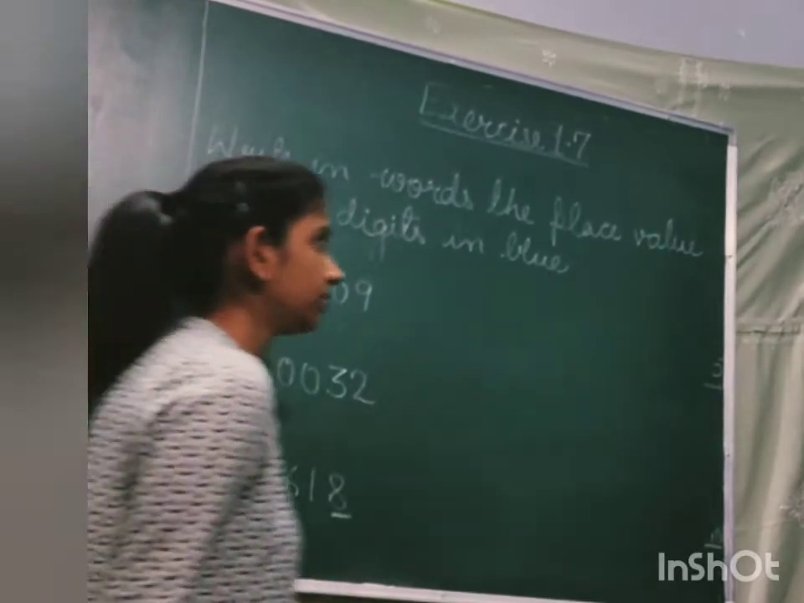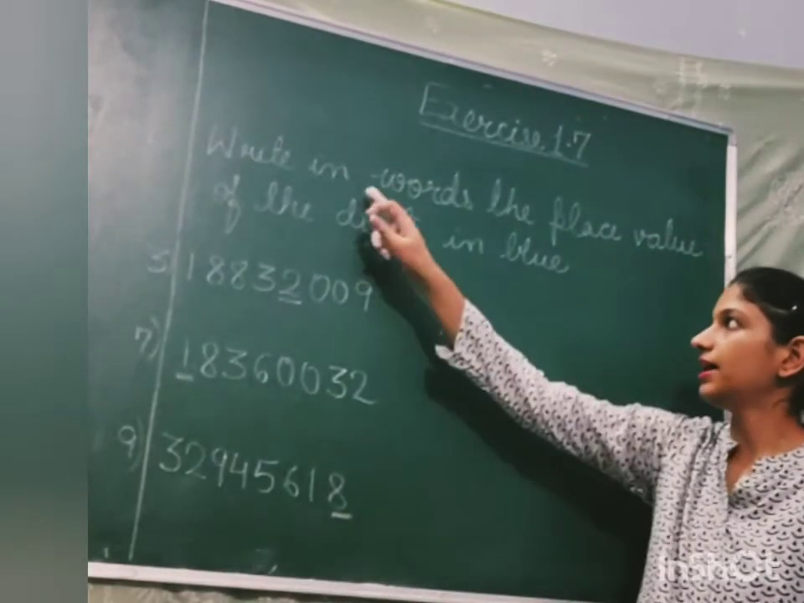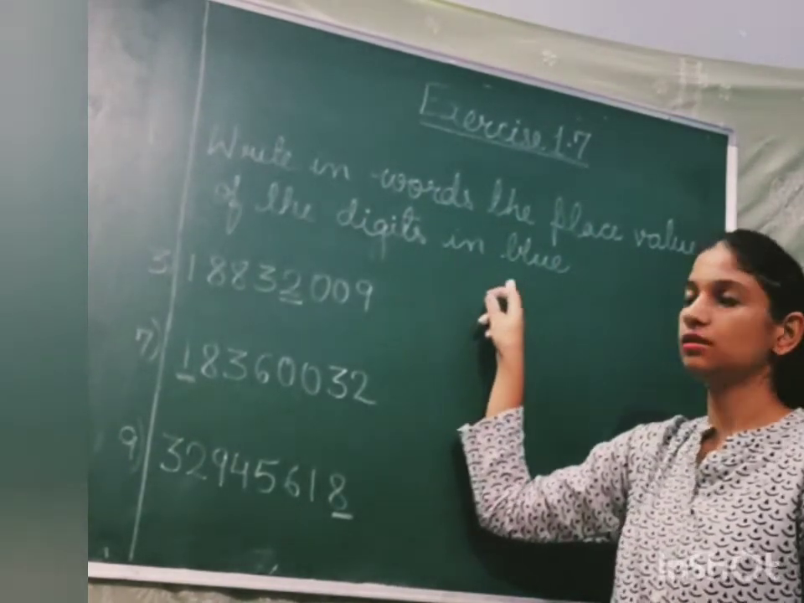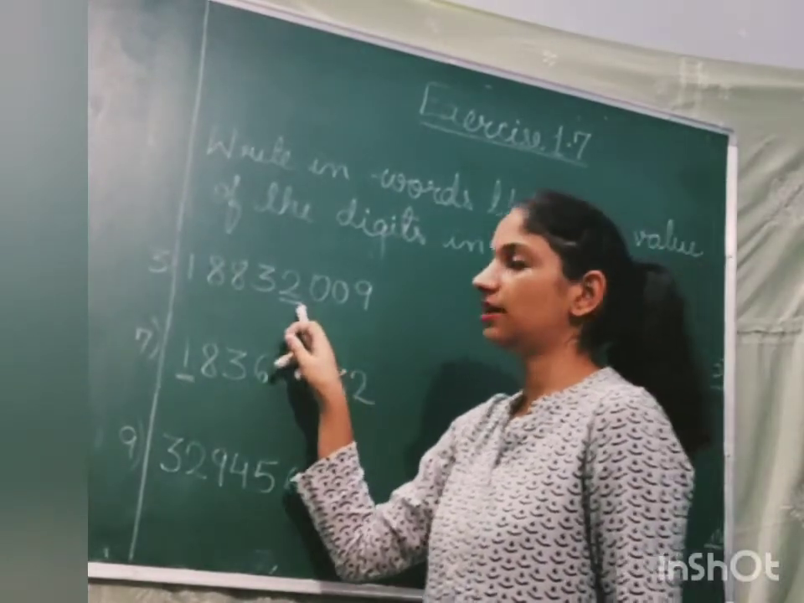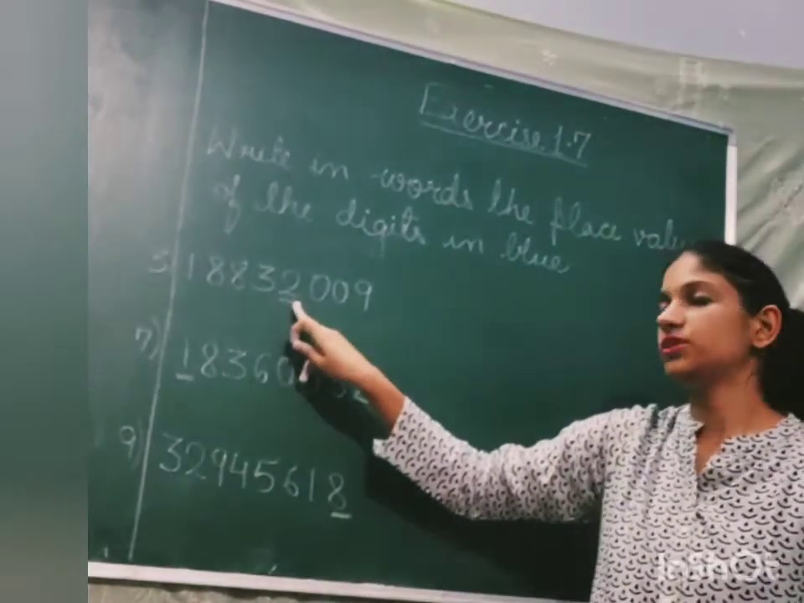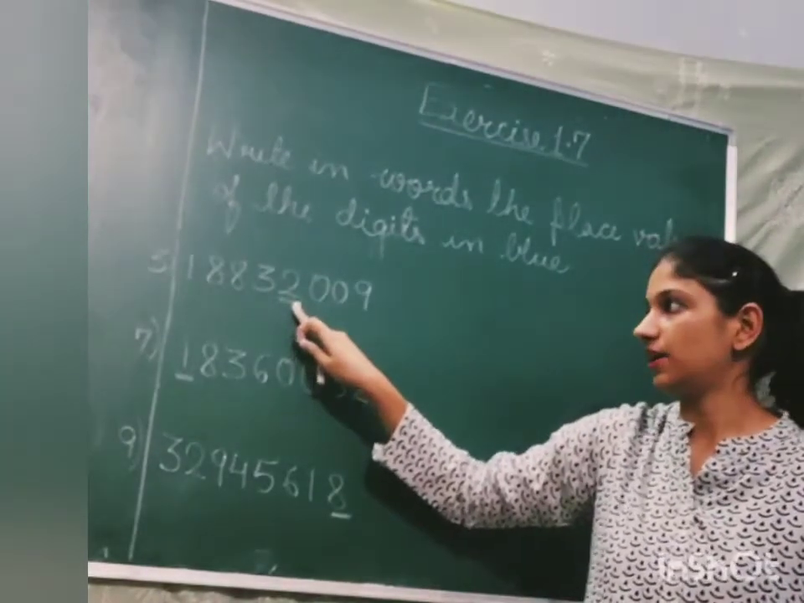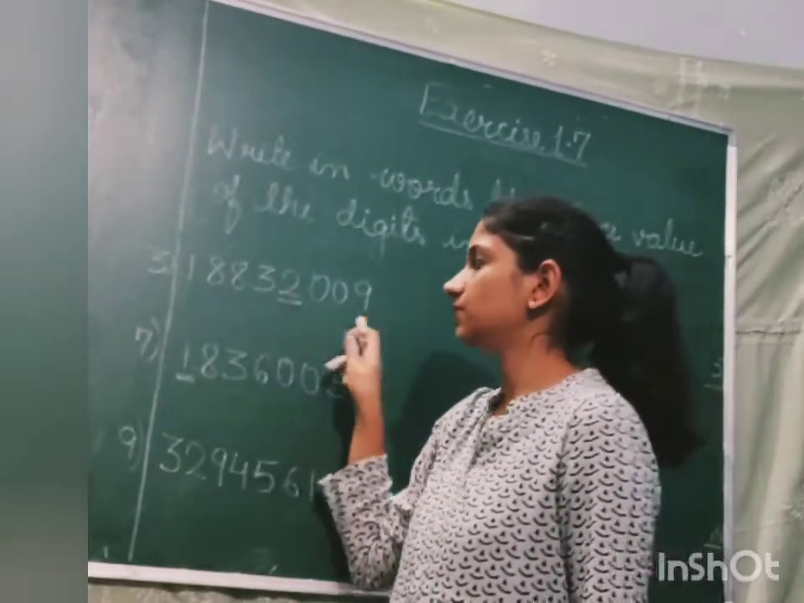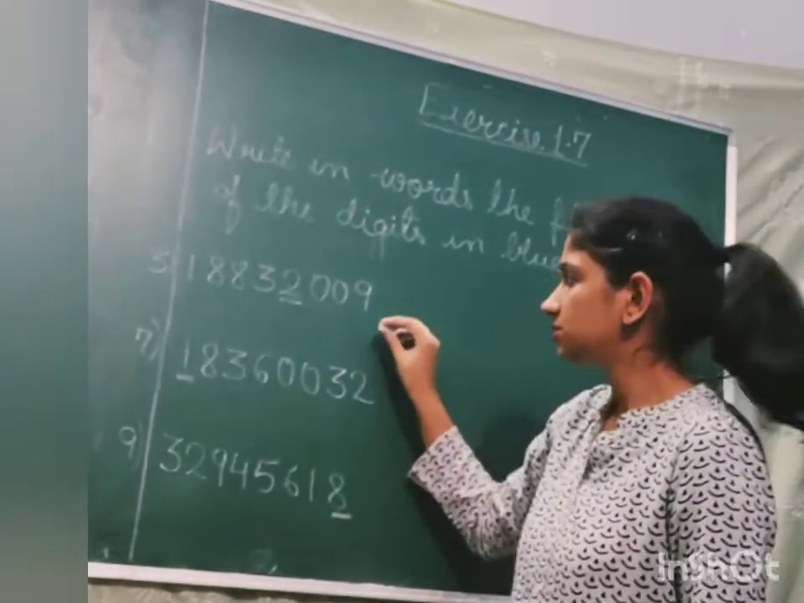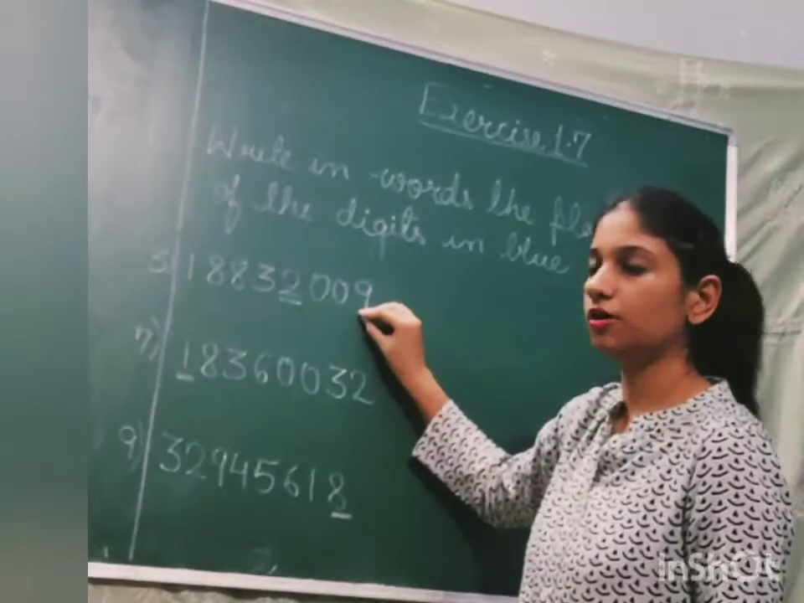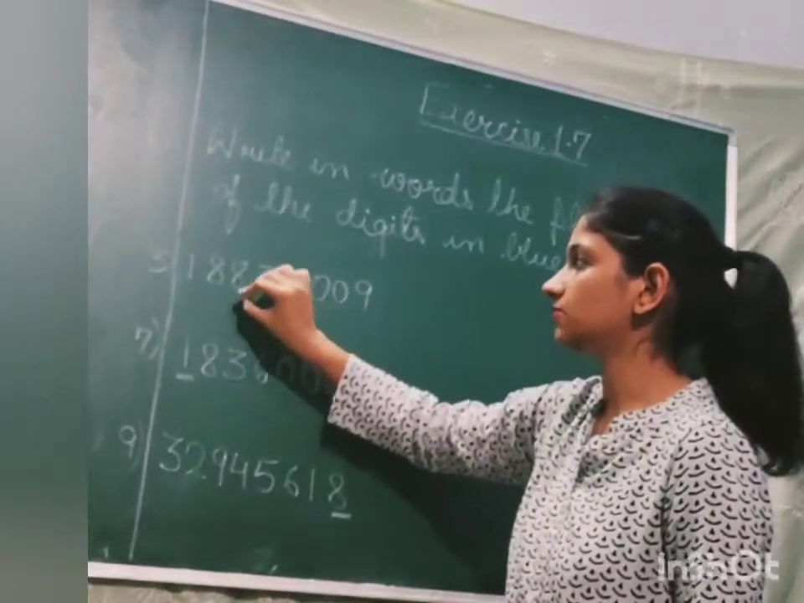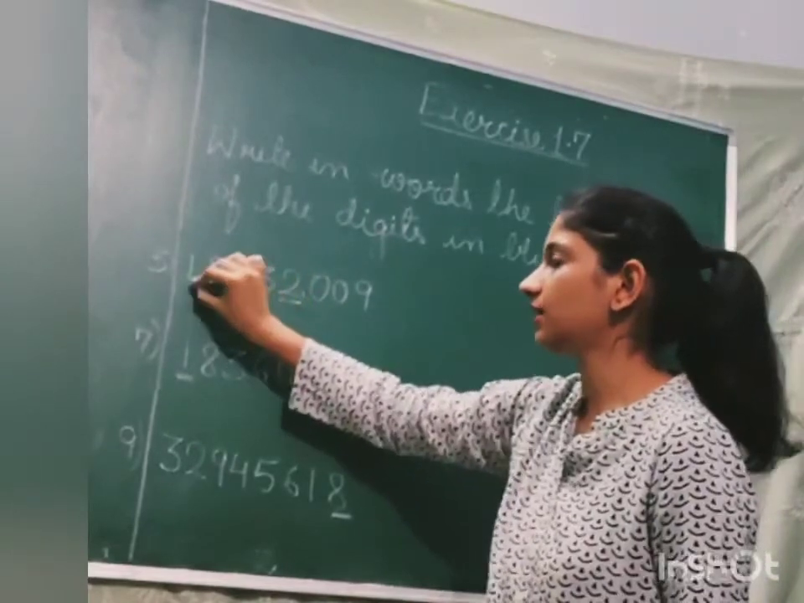Now we will move on to the next question, which is write in words the place value of the digits in blue. So here I don't have a blue color, so I have just underlined the number for which we have to tell the place value. So the number is given here. What we will do first? First we put the commas. Say the place values and then put the commas. Ones, tens, hundreds, comma, thousand, 10,000, comma, lakh, 10 lakh, comma.